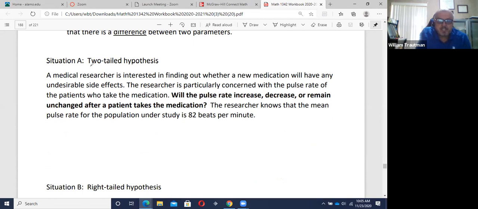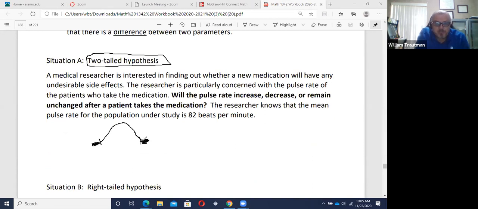So when we say a two-tailed hypothesis, we always draw the normal curve. And a two-tailed hypothesis has a shaded area on both tails of the normal curve. Do you see? It has a shaded area on both tails of the normal curve. And let me just show you how we would write this.